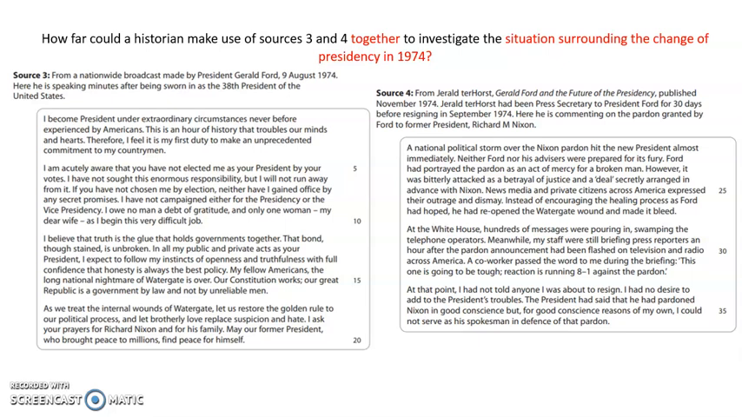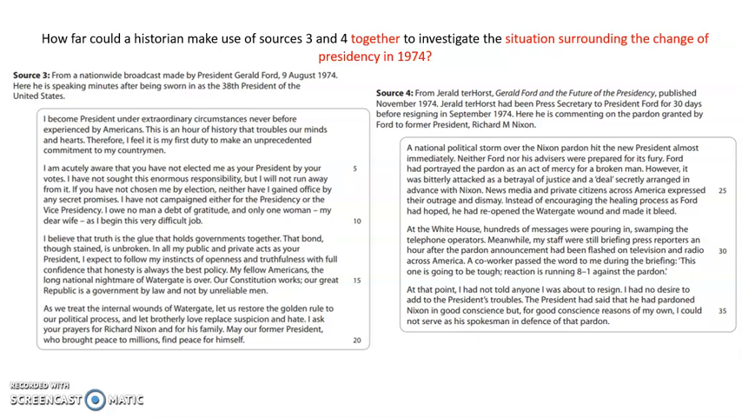First thing you need to do when you sit down and you read the question is take note of two things. One, they will always say that you have to make use of sources 3 and 4 together. But the other thing, the thing you really need to highlight, is what the focus of the question is.